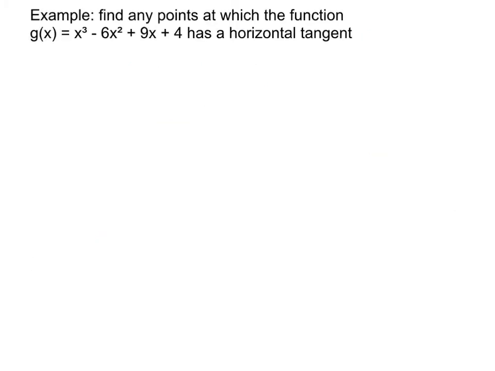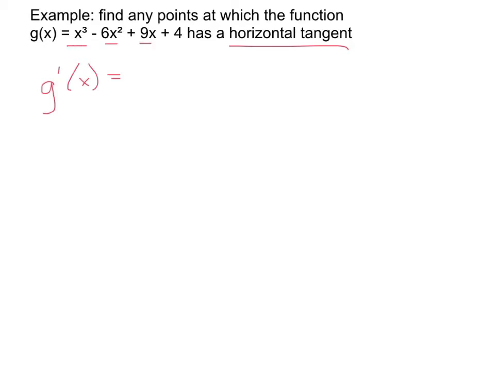So my first example here: find any points at which the function g of x equals x cubed minus 6x squared plus 9x plus 4 has a horizontal tangent. So we mentioned previously that if you want to find horizontal tangents, we take the derivative and we set it equal to 0. So we begin by finding the derivative of this function. This should be something that all of us can very easily do. So pause the video and find that derivative.